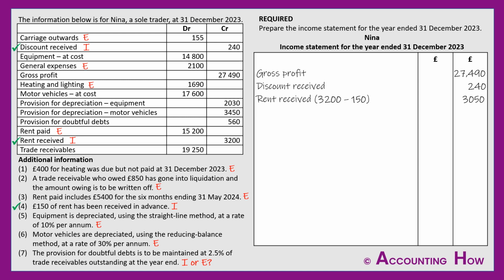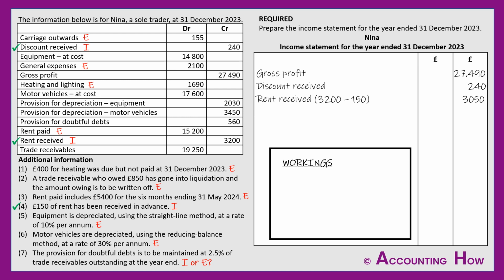Any other I's? Well, I'm just down to additional information 7. And I just need to work out at this point whether the provision for doubtful debts needs to be increased or decreased, because this will affect where I need to put it in the income statement. So I'm going to start a working for this one and get a working box. There we go. This is going to be my first working for the question, so I'm going to call it W1, working number 1.